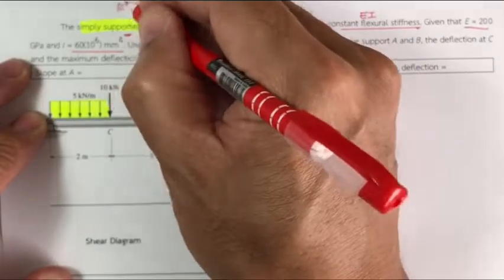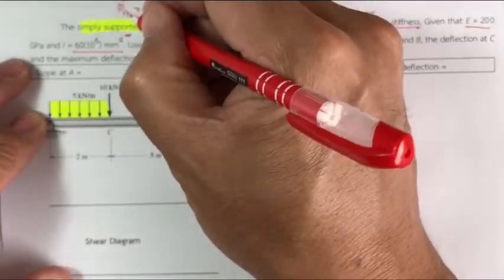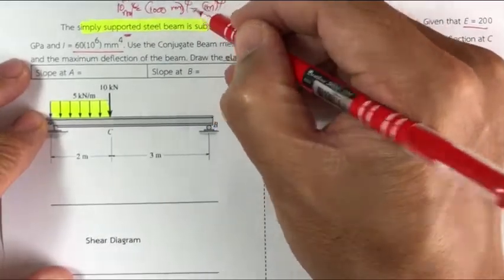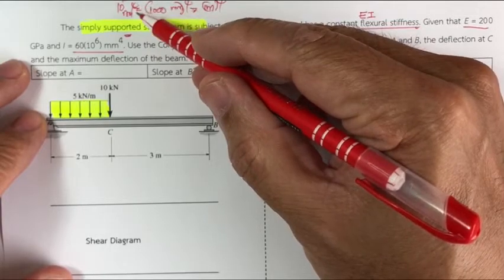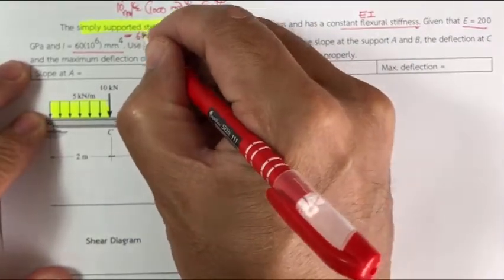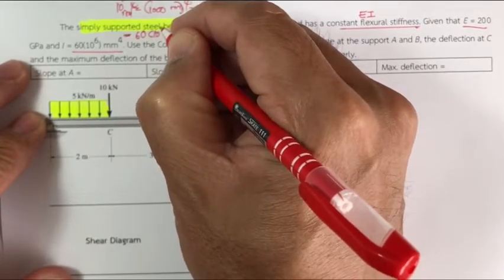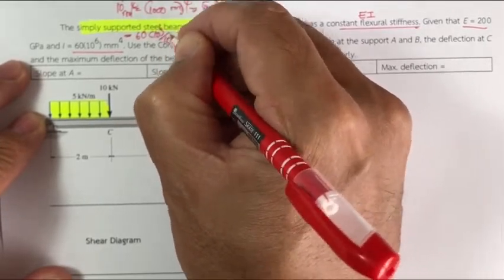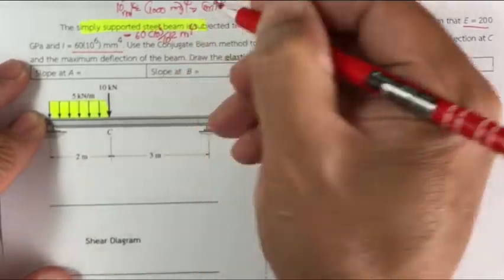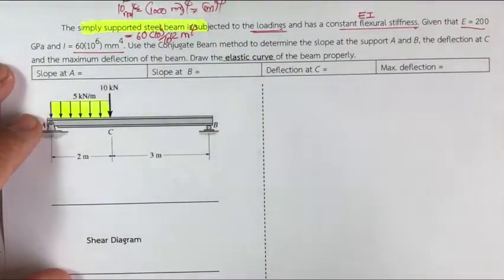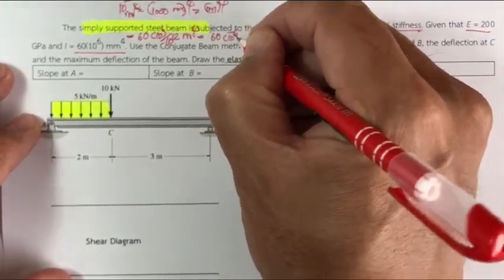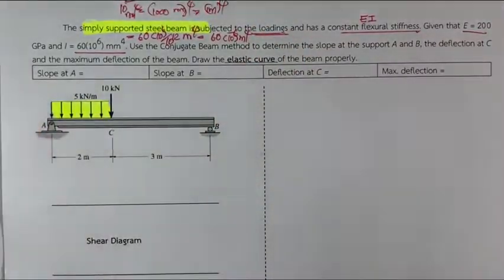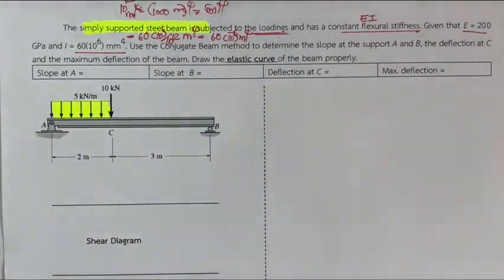It's going to be 10 power 12 millimeter power 4. So 1 meter power 4 is equal to 10 power 12 millimeter power 4. So for this one, you change it to 60 times 10 power 6 divided by 10 power 12, and this is going to be in meter power 4. That means you are going to have 60 times 10 power minus 6 meter power 4. That is the conversion of the unit, and I think you guys can do so.